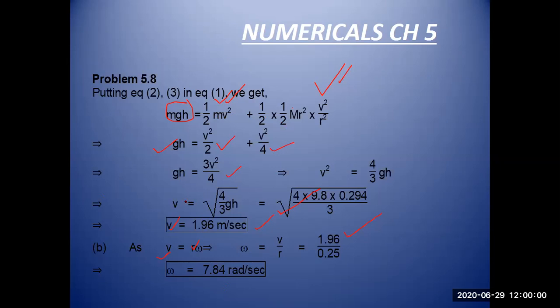So after putting values, you have calculated the speed. And by using this linear speed, you have calculated angular speed by using this relation.